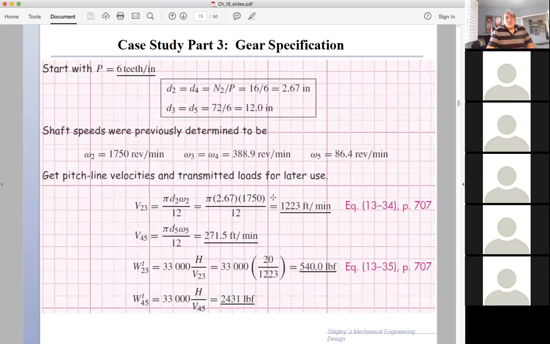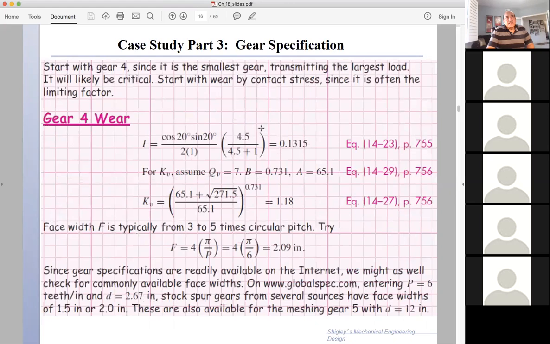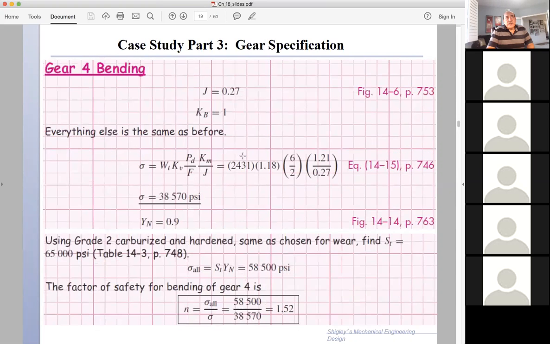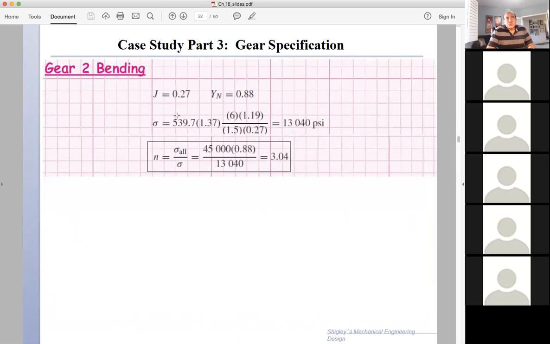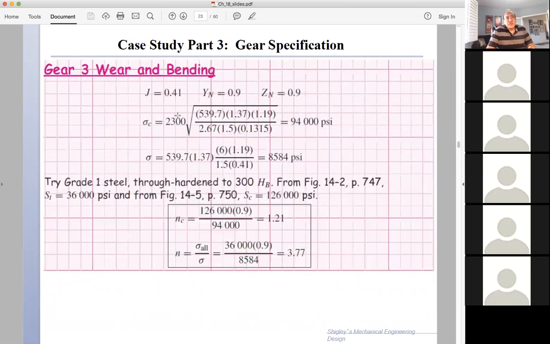So I would ask you to go through that part, like up to here. This is case study part 3, gear specifications. And the wear calculations and the bending calculations for the gears, we can wait a little bit to do that in a few weeks.